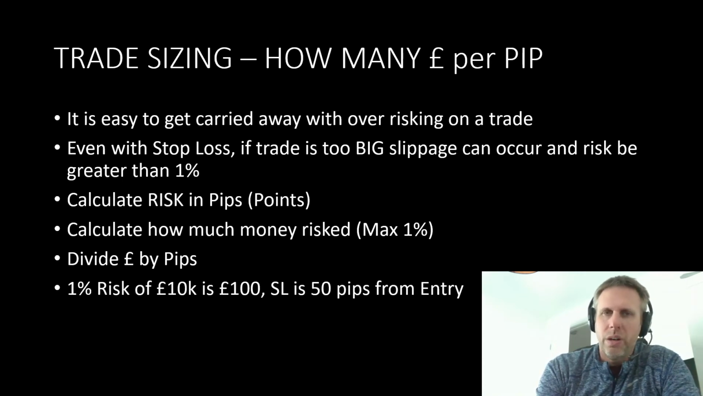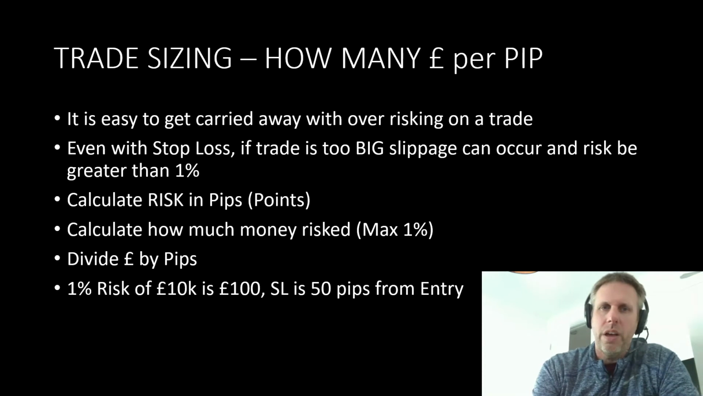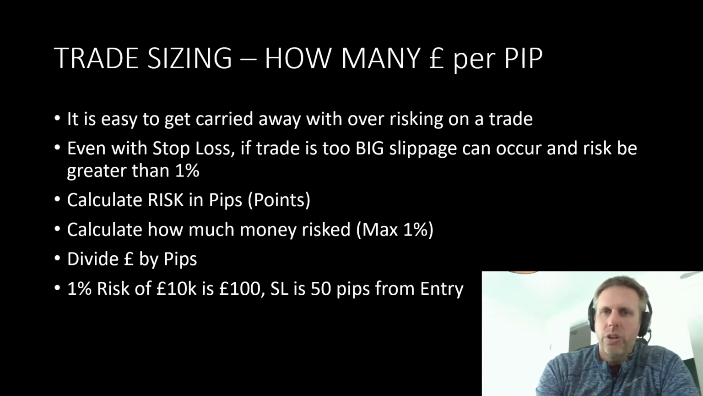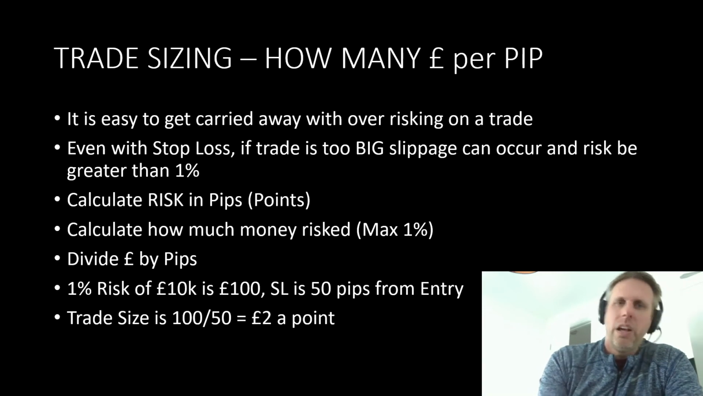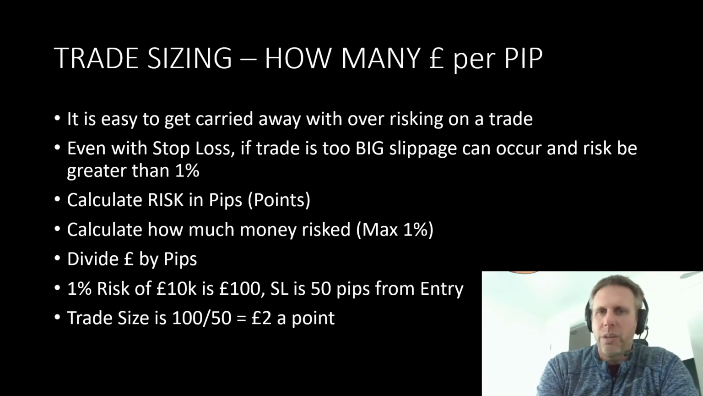So on our previous example, if we're risking 1% of a 10,000 account, we are risking £100. If our stop loss is 50 pips from our entry, it's very easily worked out, 100 divided by 50, we're at £2 per point. It doesn't sound very much, but if we are risking 1% or less, we will see consistent gains over a longer period of time and not get wiped out by 1 or 2 losses that will take the account out straight away.